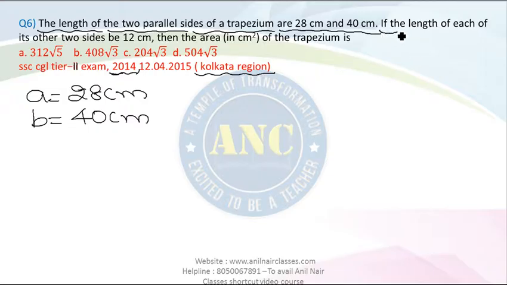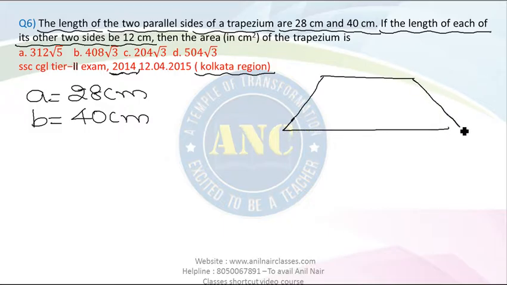Next, if the length of each of its other 2 sides be 12 centimeters. Okay, let me draw the diagram so that our understanding also will be little better. That means I am drawing a trapezium right now. Let me name this trapezium as ABCD. Now AB value is given as 28, DC value is given as 40. If the length of its other 2 sides be 12, AD is 12, BC is also 12. Find the area of the trapezium.